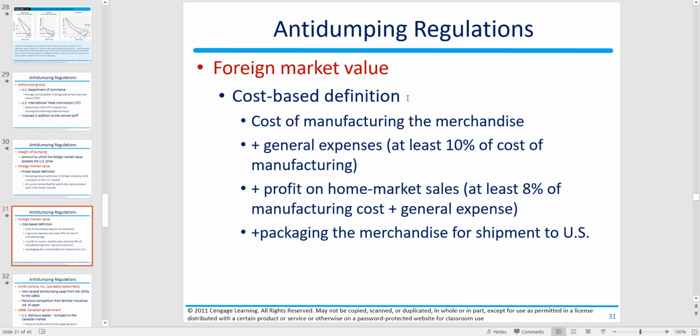So typically the cost-based definition is given as such. There's the cost of manufacturing the merchandise plus general expenses, typically comprising at least 10% of the cost of manufacturing. Then the profit on own market sales, which at least should be 8% of the manufacturing cost plus general expenses, 8% on top of that, and plus the cost of packaging the merchandise in order to ship it to the US.